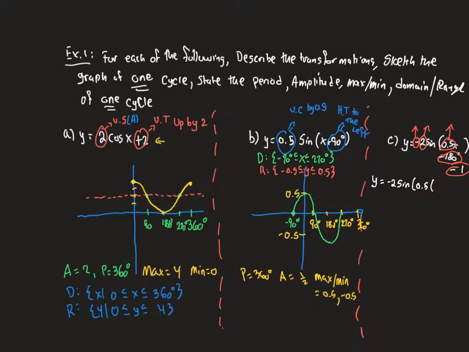And what would that leave me with? That would leave me with x minus 360 degrees, minus 1. So what transformations do I have here? Well, I've got definitely a reflection. So this is a reflection on what? The x-axis.